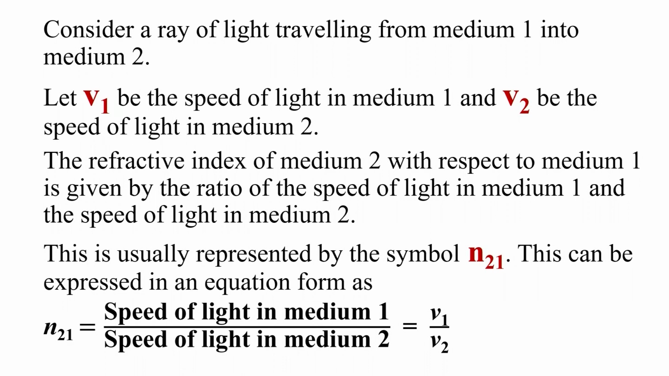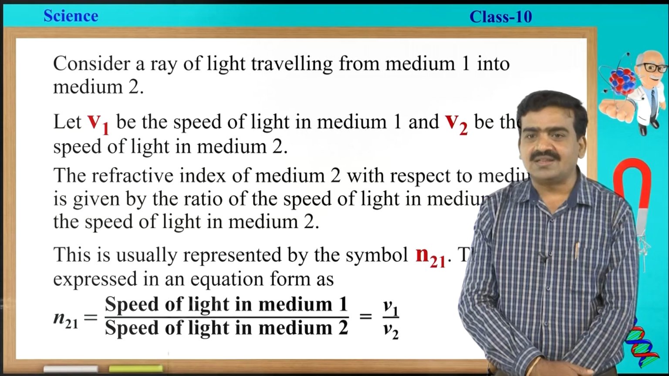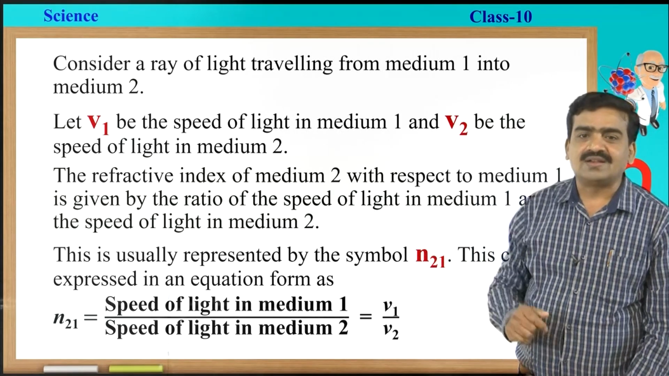Let us consider a ray of light travelling from medium 1 to medium 2, say for example, air medium to water medium. Let V1 be the speed of the light in medium 1 and V2 be the speed of the light in medium 2. The refractive index of medium 2 with respect to medium 1 is given by the ratio of the speed of the light in medium 1 and the speed of the light in medium 2. This is represented by the symbol n21.